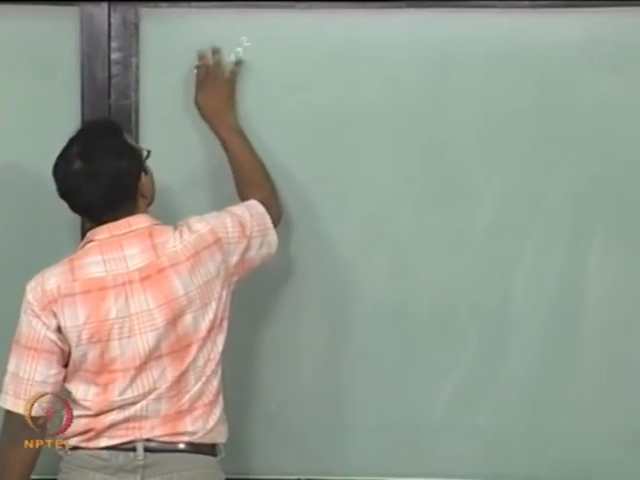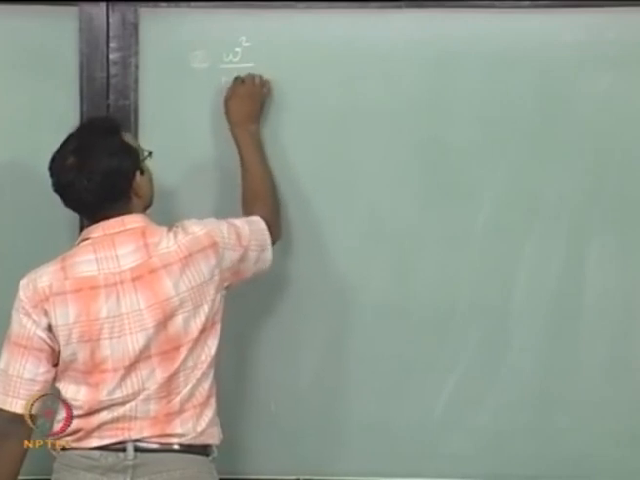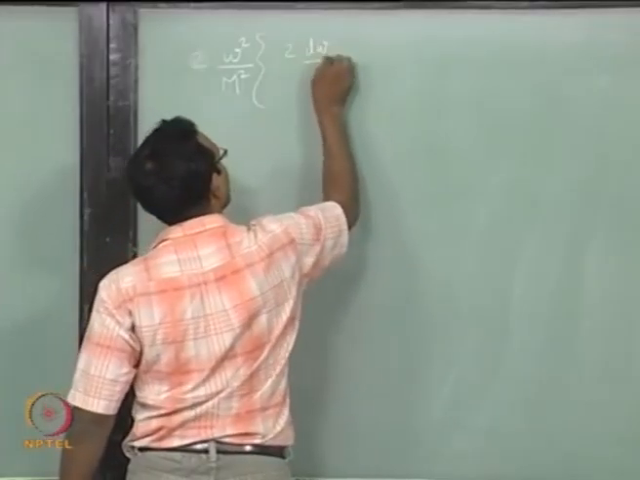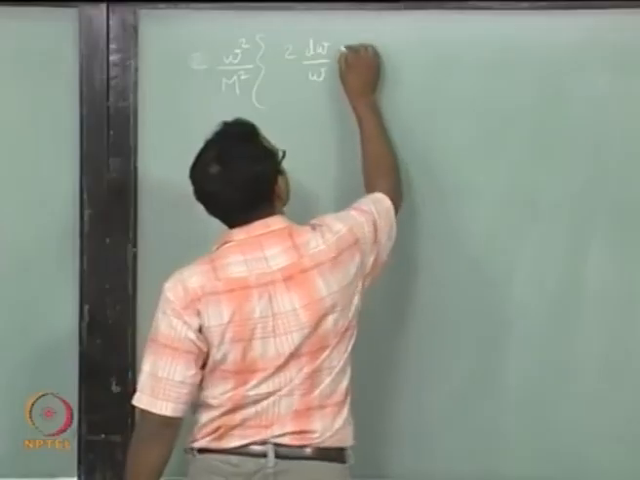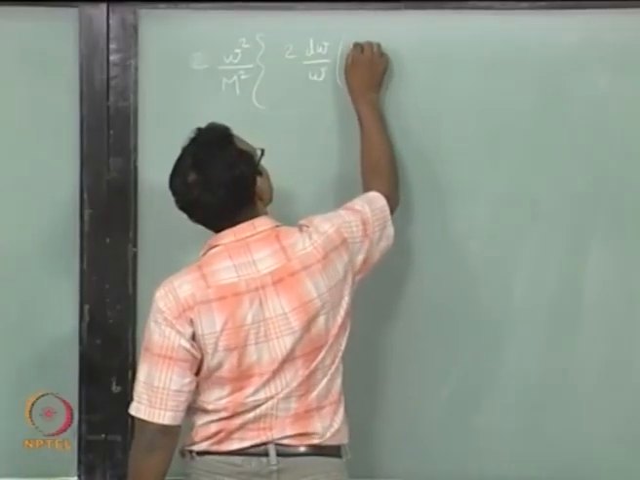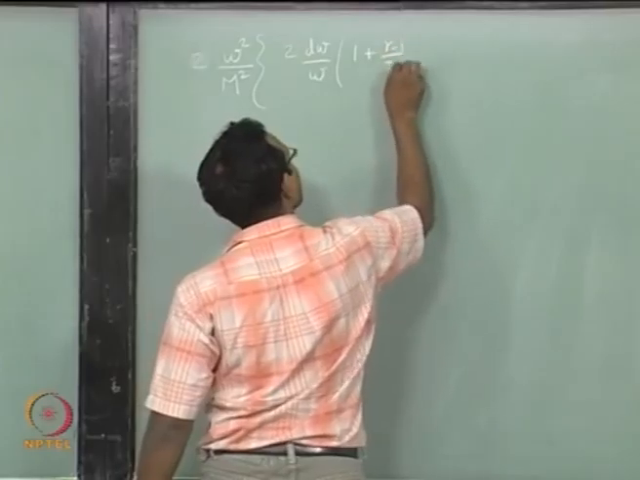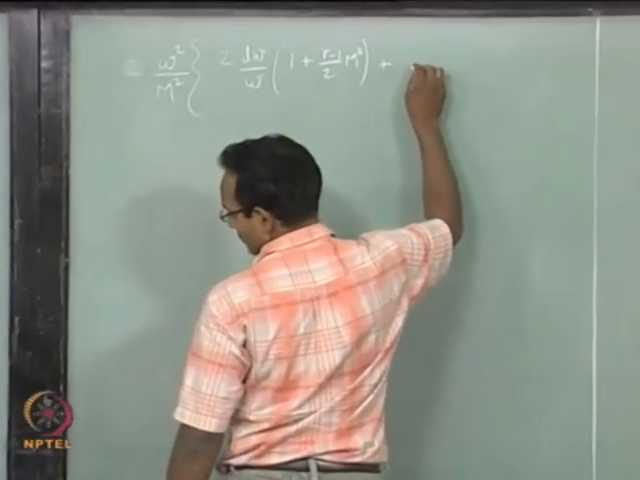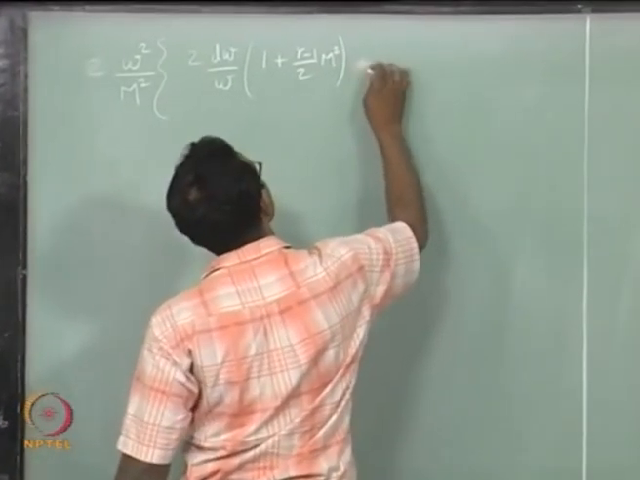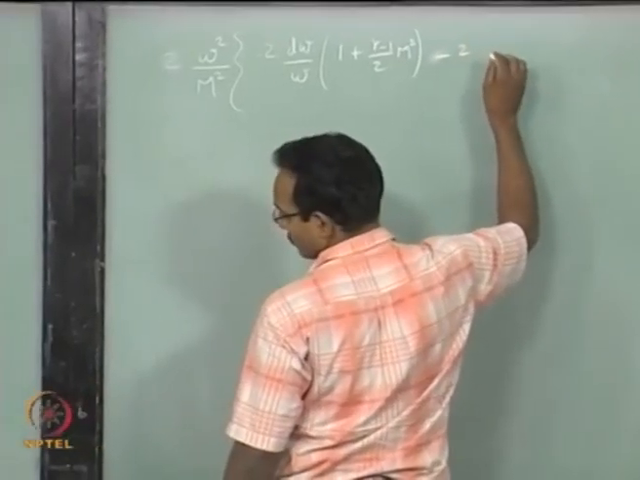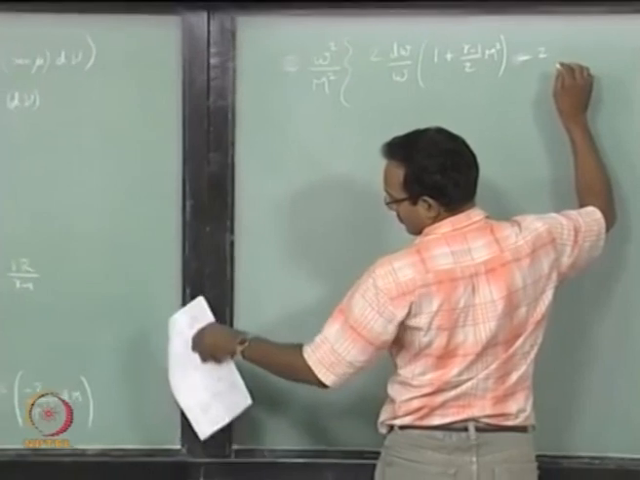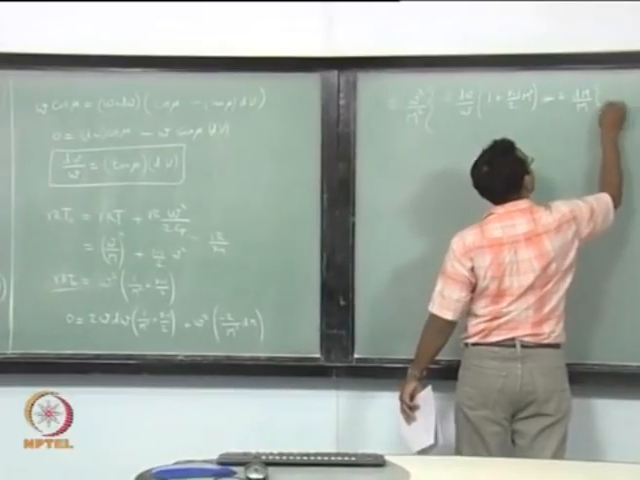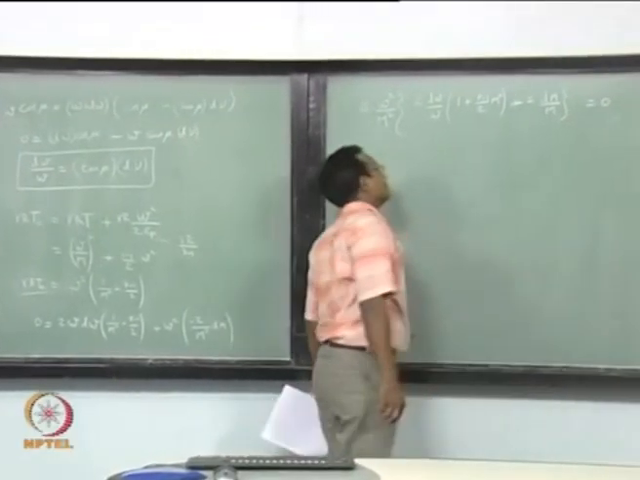I will keep the 2 inside, I will just pull out w square by m square from the whole expression. I am going to have 2 dw by w times this plus, actually it will be minus 2 dm by m, this whole thing equal to 0. This is what I will have.